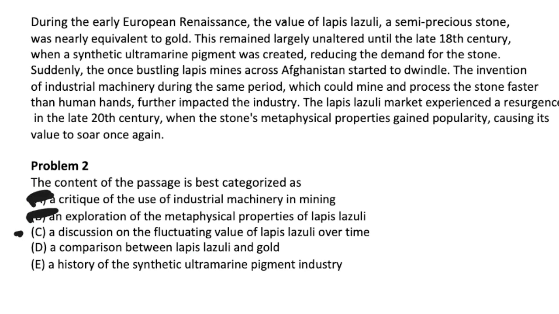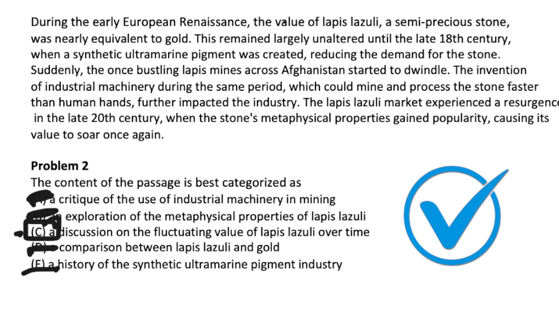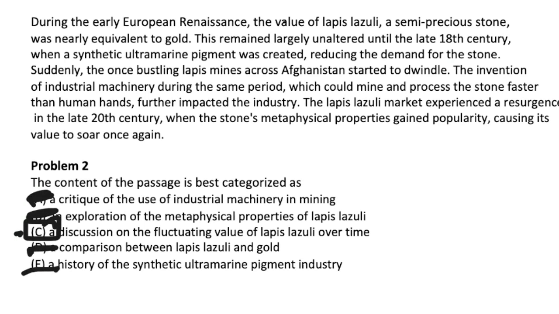D: a comparison between lapis lazuli and gold. No, it's mentioned briefly, but that's not the point. E: a history of the synthetic ultramarine pigment industry. No, again, mentioned, but our best answer there has got to be C. That's the main idea. That's what we predicted. So that shows again why it's so important to get a real sense of, synthesizing the information in your brain before you even look at the questions. Okay, on to the last one.